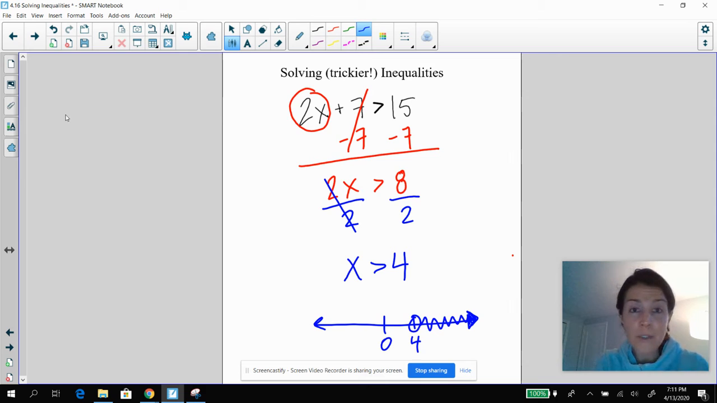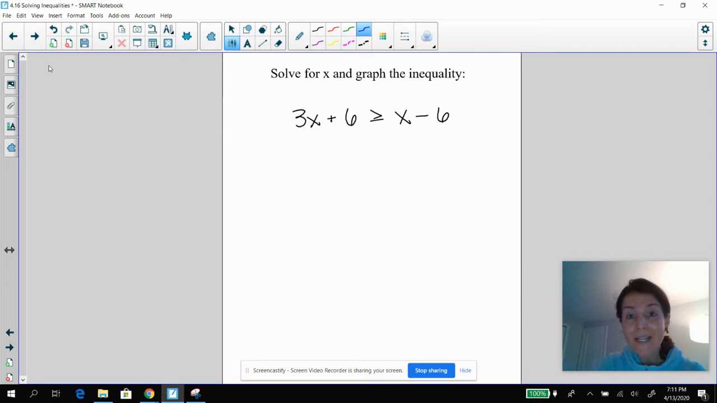Excellent. So we don't want you to be intimidated by these little two-step inequalities. They are the exact same thing. And the same thing goes for a three-stepper. Pause the video, do this on your own, and let's come back together and see if you got it right. All right, we are back.